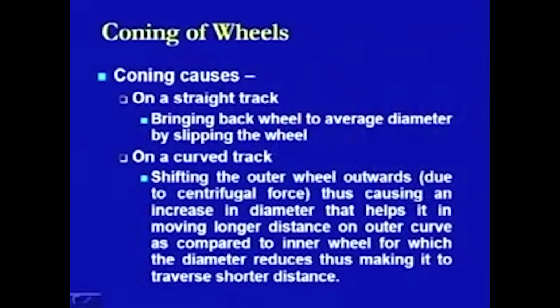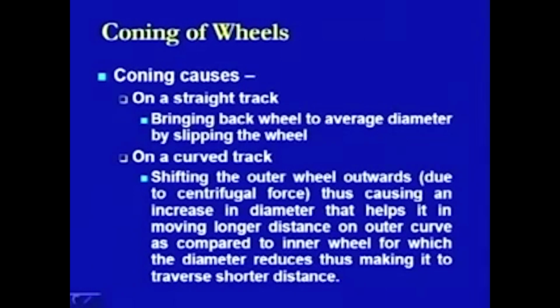When the slipping of the wheel takes place, it will finally come to the equilibrium condition where the average diameter on the outer rail as well as on the inner rail will become the same. As soon as they are both equal, it is a straight track condition where that vehicle will be moving on those rails in a uniform condition.